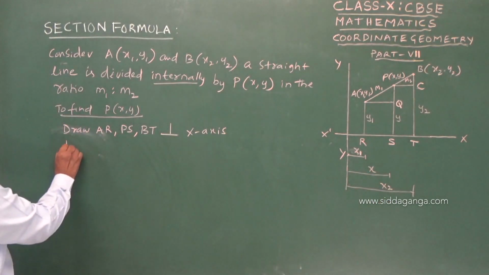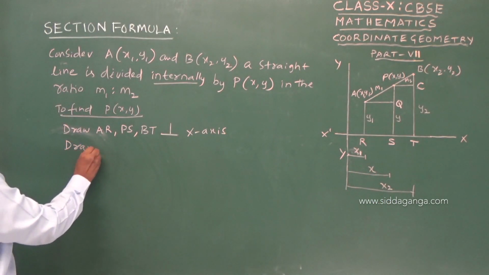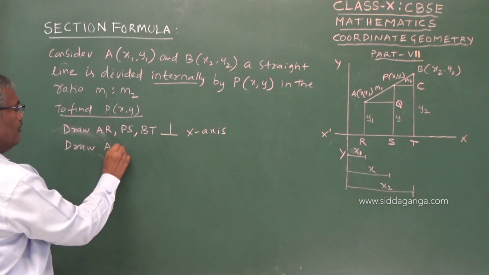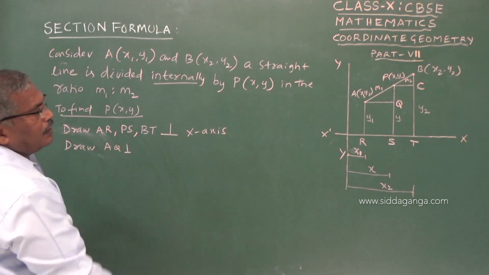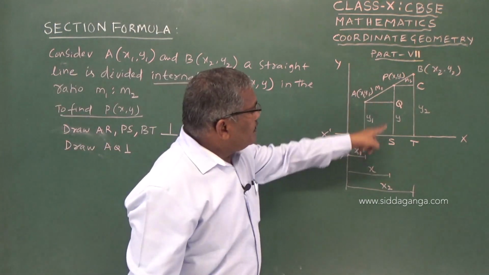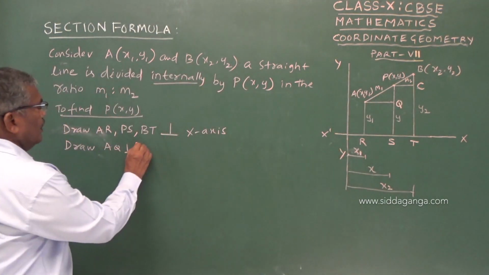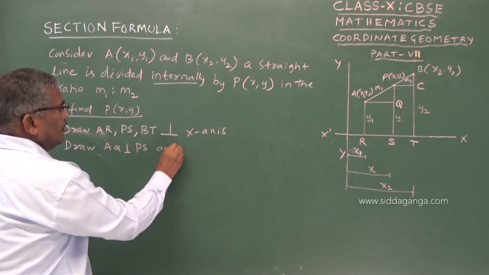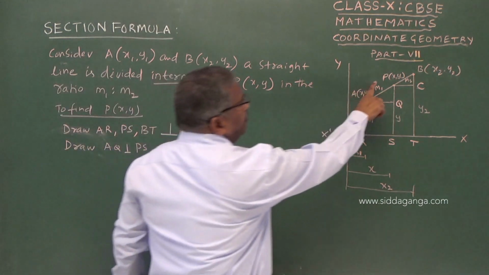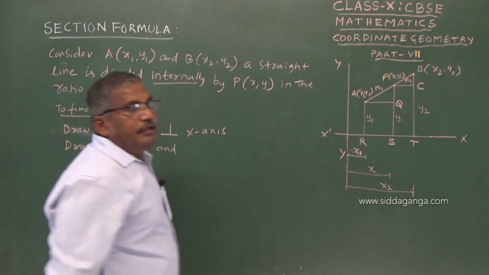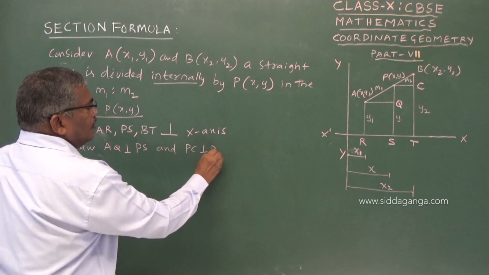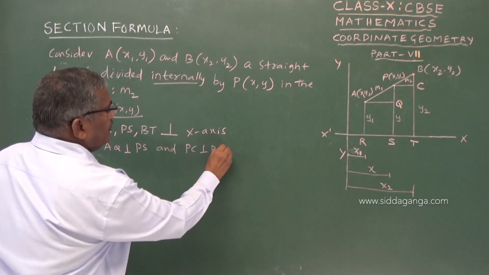Now we have drawn these two lines. Draw AQ perpendicular to PS, and one more we have drawn: PC perpendicular to BT.